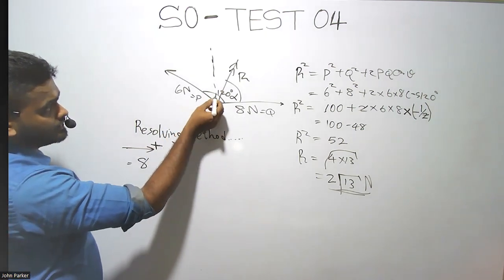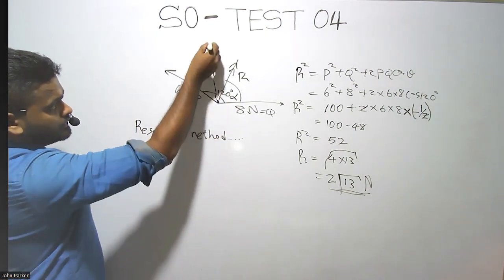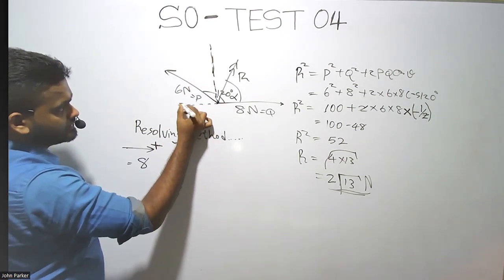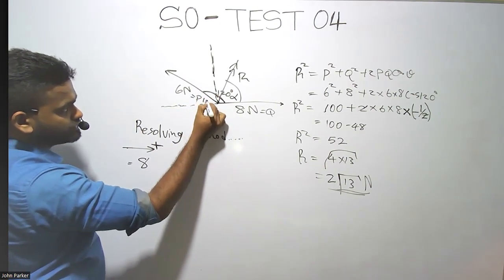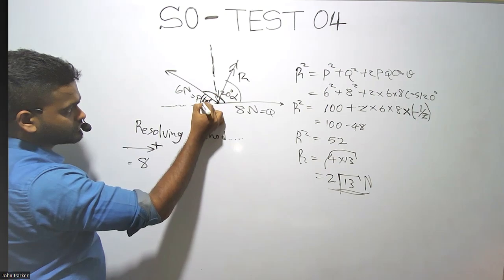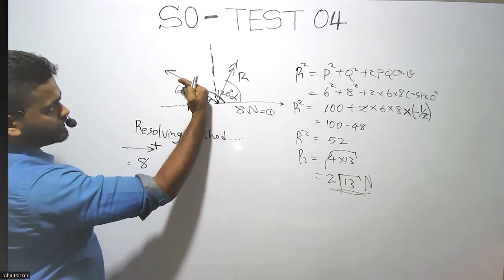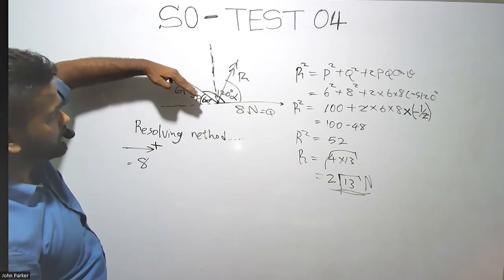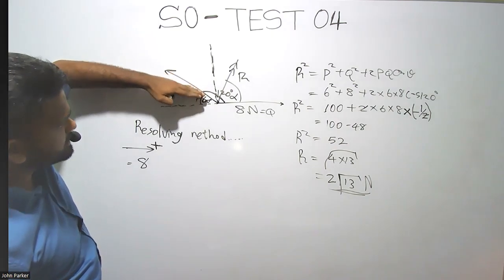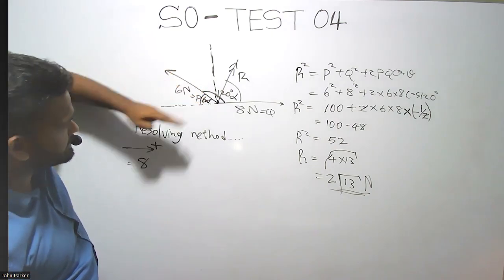Then what is this angle? This is 120, so this angle should be 60 degrees. Then you need to get a resolving. This is what you call resolving, right? 6 to the same side, 6 cos 60.